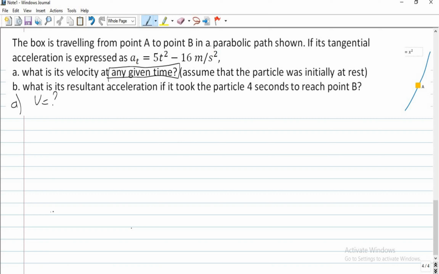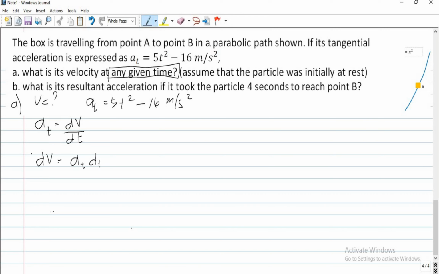So, ano ba yung mga given dito? That's the tangential acceleration, 5t squared minus 16 meters per second squared. So, ito ang given. And we know that acceleration is equal to the derivative of v with respect to time. Since ang acceleration na given ay si tangential, we will use that one. Na kailangan ko dito si v. So, if I'm going to cross multiply, my dv here is equal to at dt.